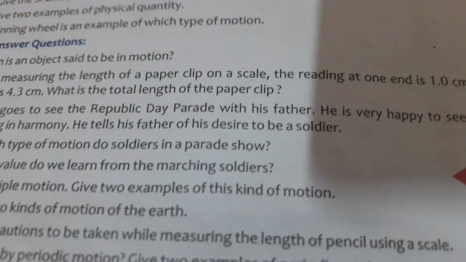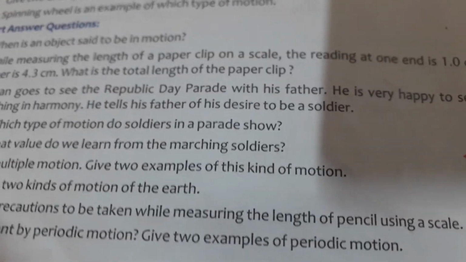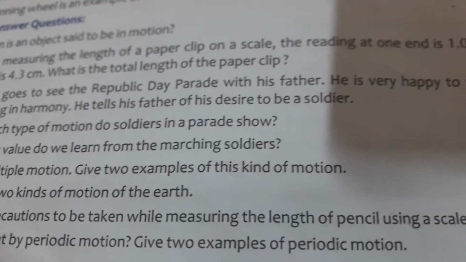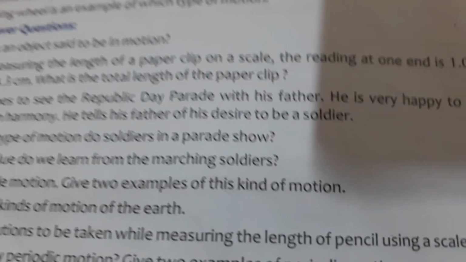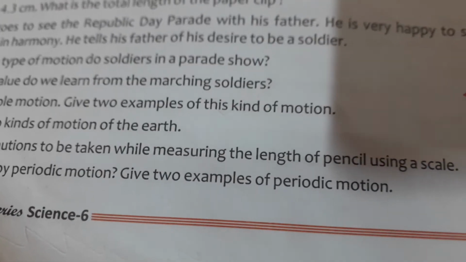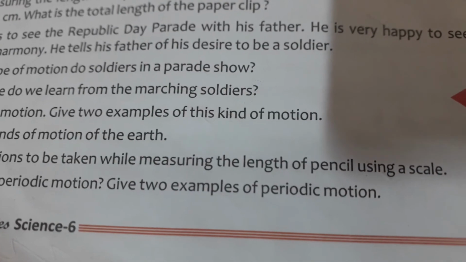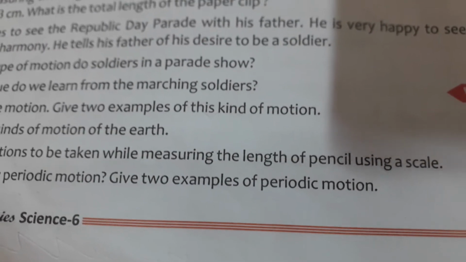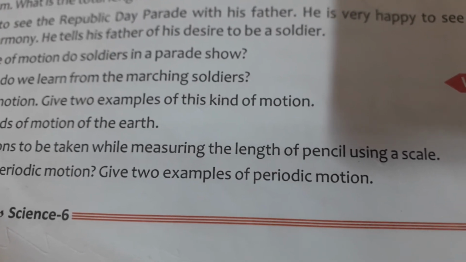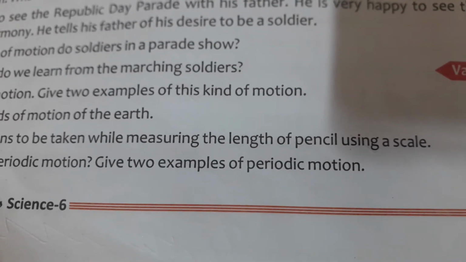Write two precautions we would take while measuring the length using a scale. What are the two precautions that we take? We have studied it now. The two precautions are: the scale should be placed with the object along its length, and the eyes should be focused exactly above the end point to which we are taking the measurement.